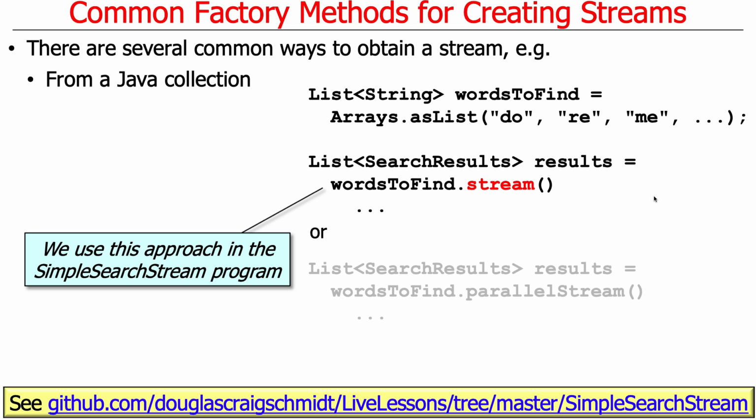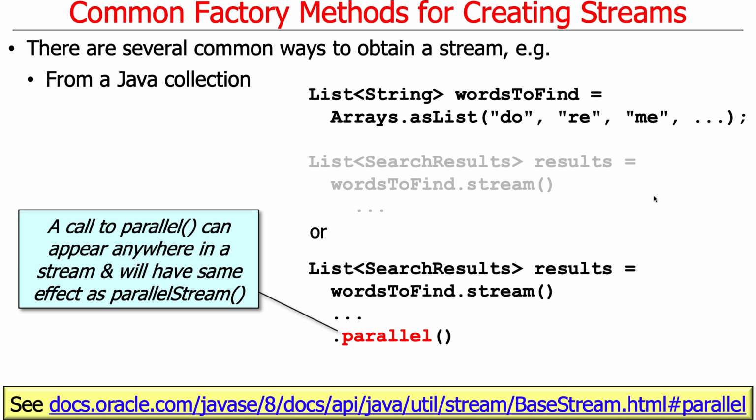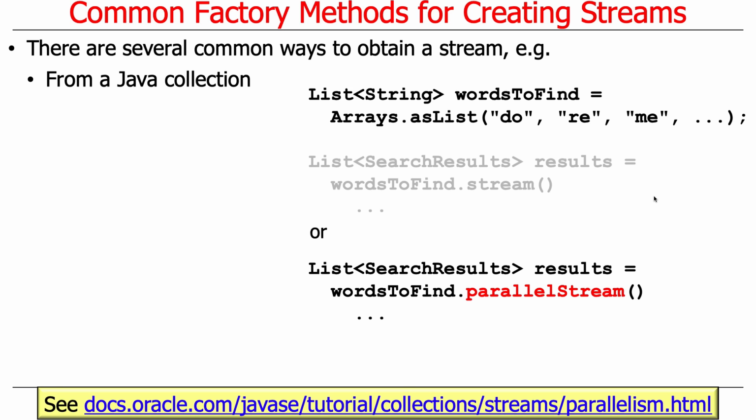And that's the approach we just used. Or if you want to, you could also use a parallel stream. So you could say .parallelStream, and that will get you a parallel stream. The other thing you could do is say .stream, and then later in the stream, you could say .parallel. And that would have the same effect as if we had simply done this.